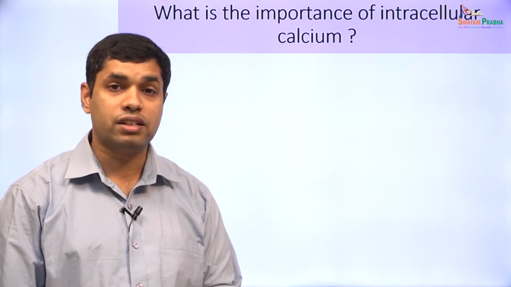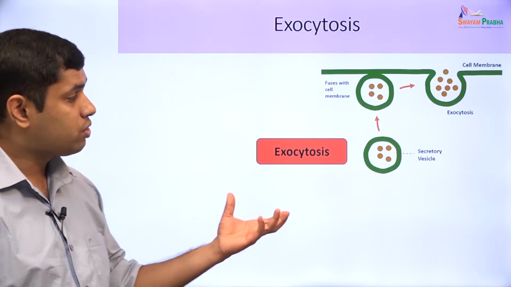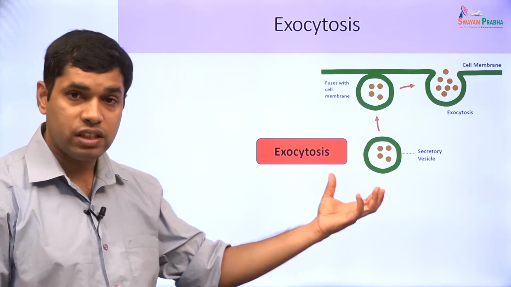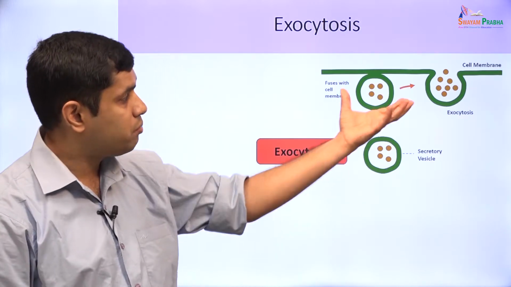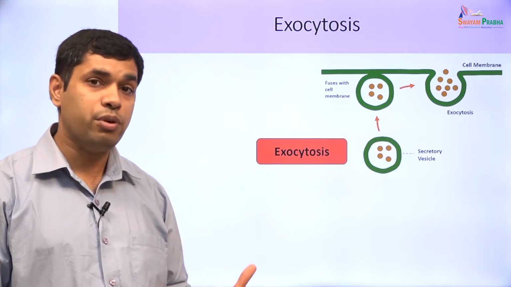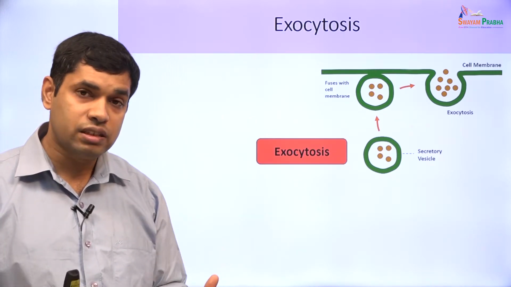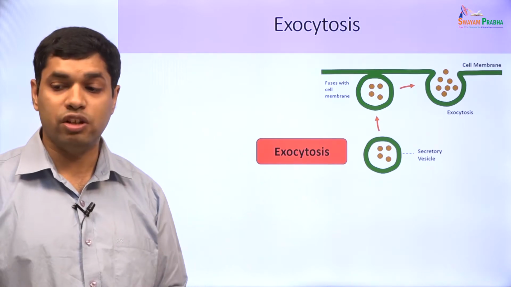So let's first look at the first one, that is exocytosis. We know that exocytosis is when a vesicle from the inside of the cell fuses with the membrane, thereby emptying out all its contents. This is a type of membrane transport, and this exocytosis in most places is linked to the levels of intracellular calcium.